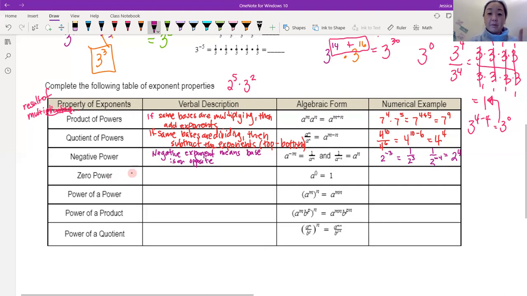So, the 0 power, you remember? What is the 0 power going to be? Anything to the 0 power has no power, and equals 1. It really doesn't matter. If you're like, what is Mrs. Lee to the 0 power? Doesn't matter, it's just 1. Anything to the 0 power is 1.